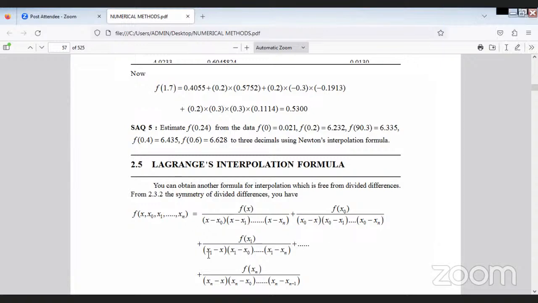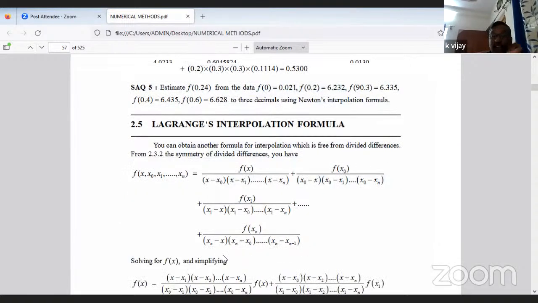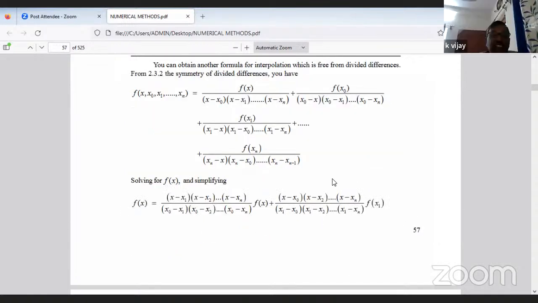Then the second function: this is x minus x0, x0 minus x. Second one, x minus x1, x1 minus x0, up to xn minus x, xn minus x0. The denominator values also should be changed: y0, x0, x1, x2, x1, x2, x3. Am I correct? Yes, sir. So substitute, solve and simplify it.